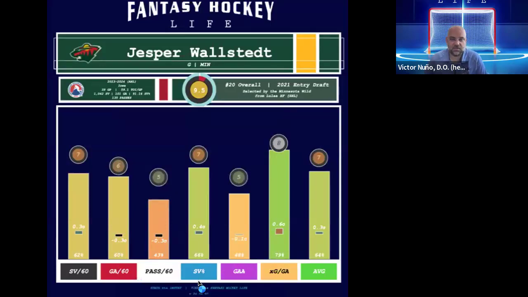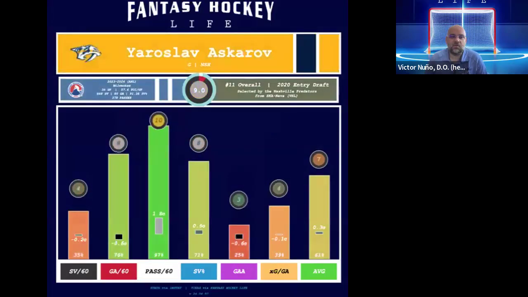someone like Yaroslav Askarov, who very much loves to play the puck. You can see that here, 10 out of 10. Loves to play the puck. Some of the other numbers are maybe not as good. The save percentage is still good, but the expected goals per goals against not as much. So, maybe there's a little bit more team effect happening here. You can see that from the goals against, and you can see my ranking here. So those are kind of a little example of the skater and the goalie cards.